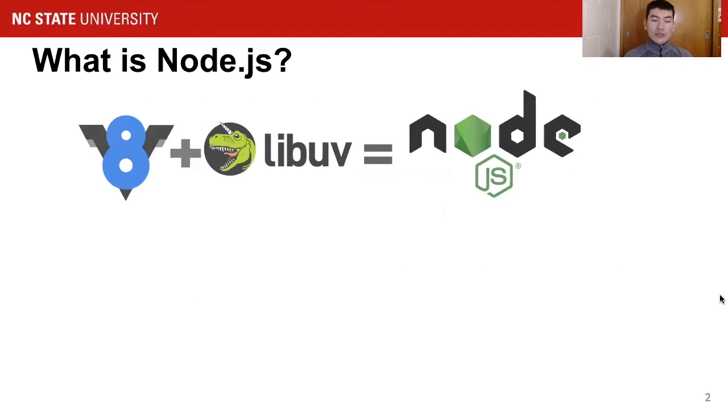First of all, what is Node.js? Node.js is a JavaScript runtime engine based on Chrome's V8 and the libuv library to provide the built-in OS functionalities such as file systems, network access, and so on.